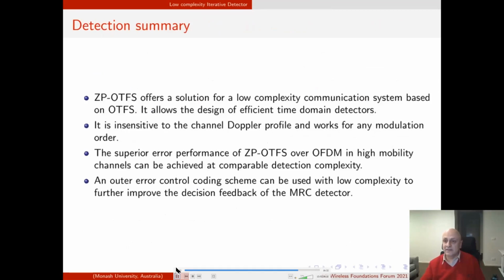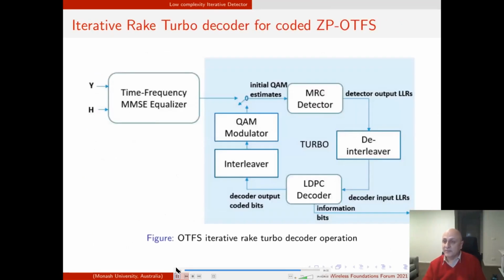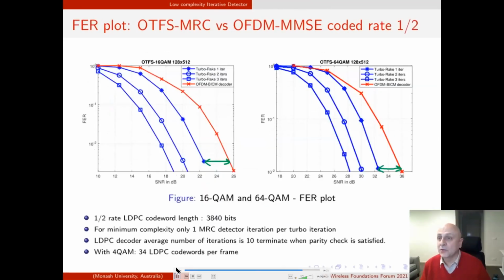In summary, zero padded OTFS in conjunction with the iterative decision feedback detector based on maximum ratio combining is effective in high mobility channels and outperforms the OFDM solution. Further improvement in performance can be achieved by concatenating error correcting code and applying the turbo principle, as illustrated in this figure. This slide shows the coded performance with the rate 1/2 LDPC code of OTFS versus OFDM.